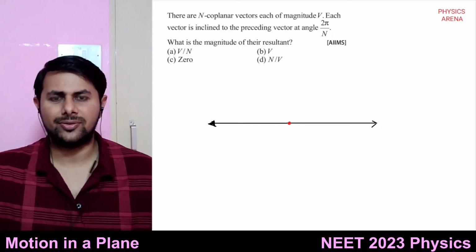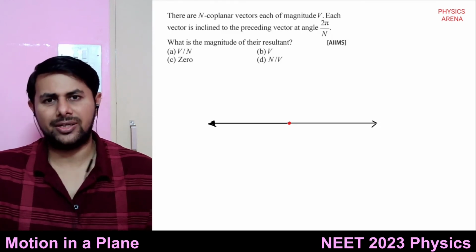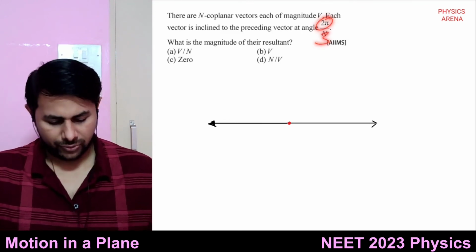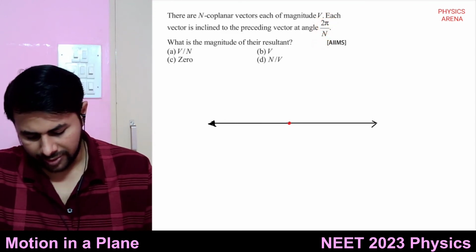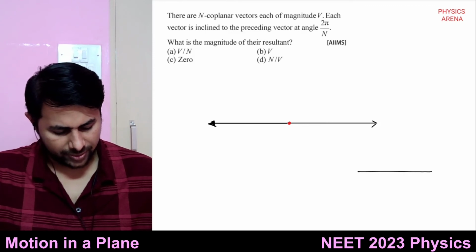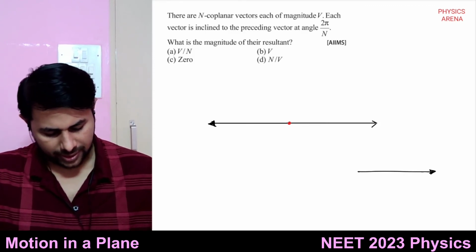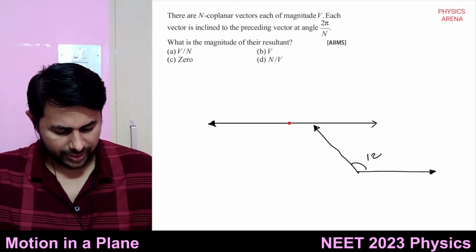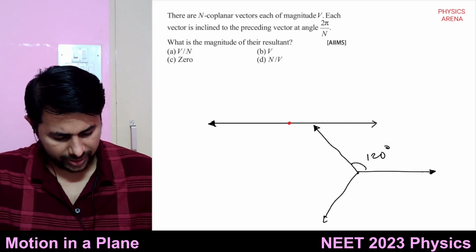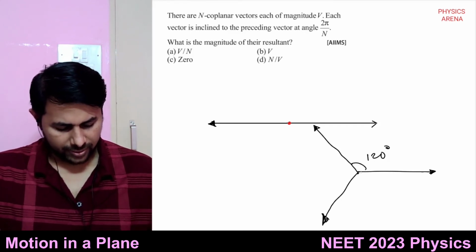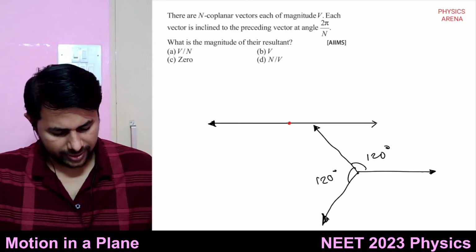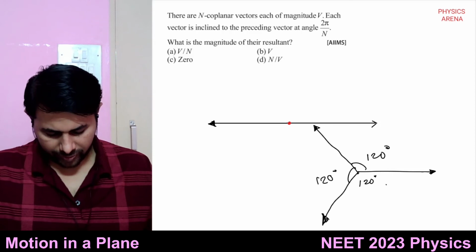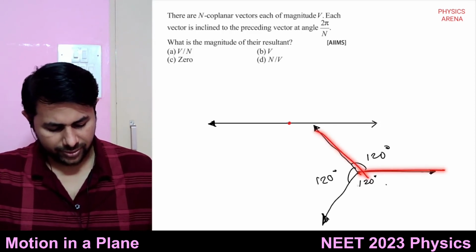If you take n equals to 3, what do you get? You'll get 120 degrees, because it's 2 pi divided by 3. So 120, 120, 120. Three vectors having the same magnitude, inclined at an angle of 120 degrees. So this is 120, 120, and the third vector will be like this. Will the resultant of these three equal zero? Yes or no?